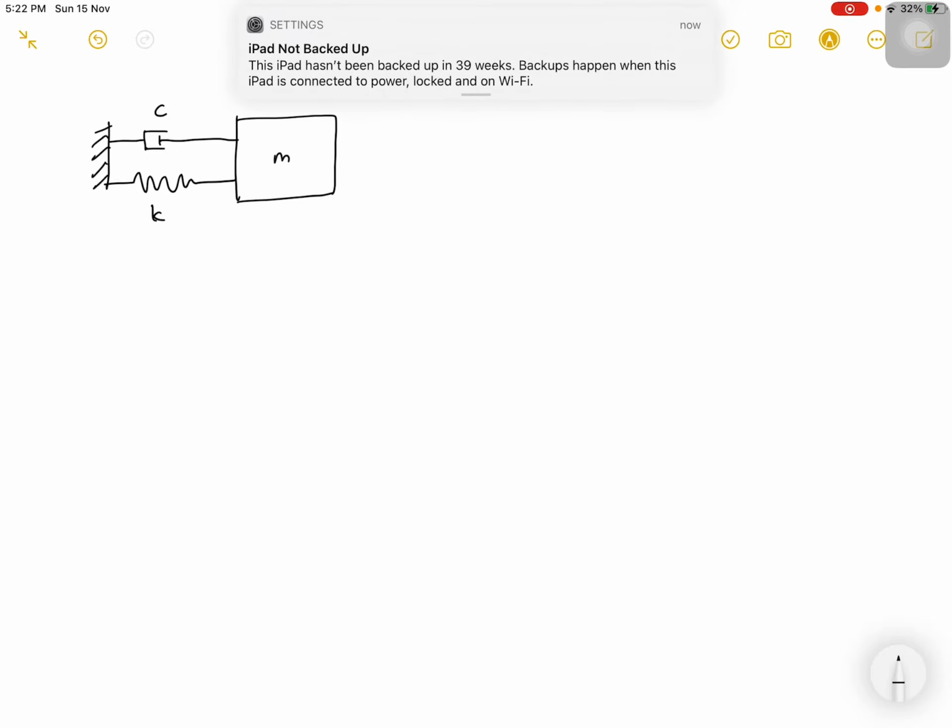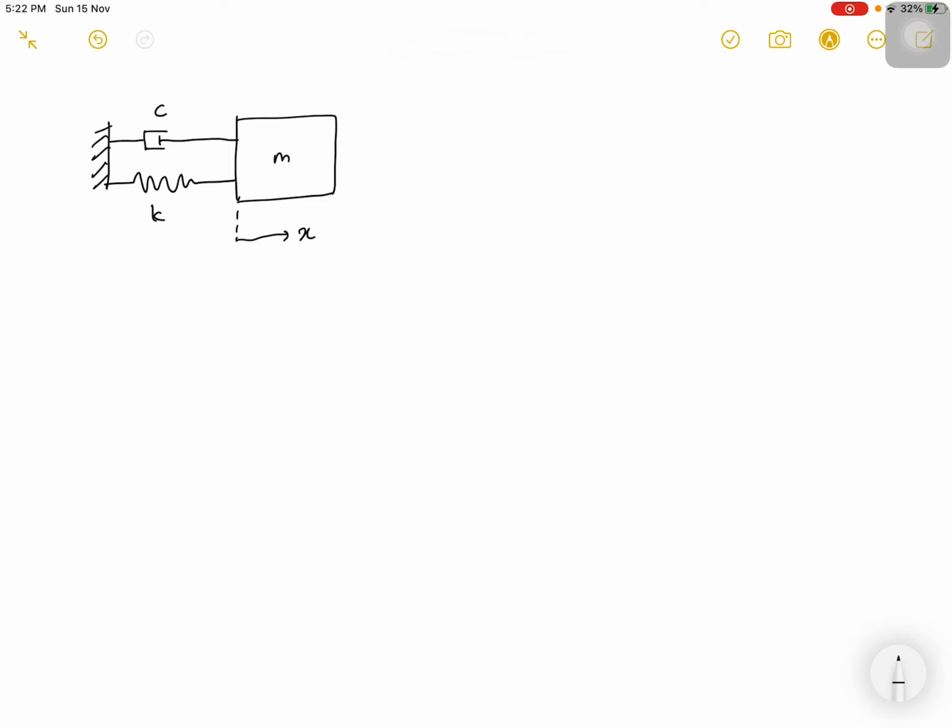So first we draw the diagram. I'm going to use a simple diagram. So we have a dashpot and we have a spring, like that. And this is the mass. This is the coefficient of damping. So we have the x direction going to the right. So we are given the constant, m is equal to 8 kilogram.